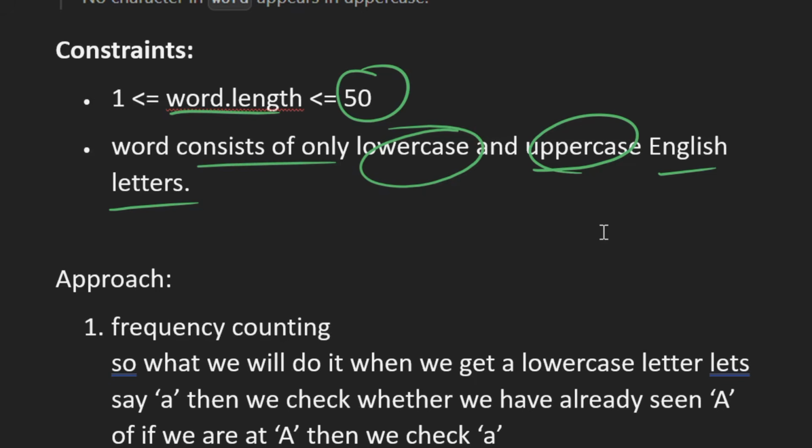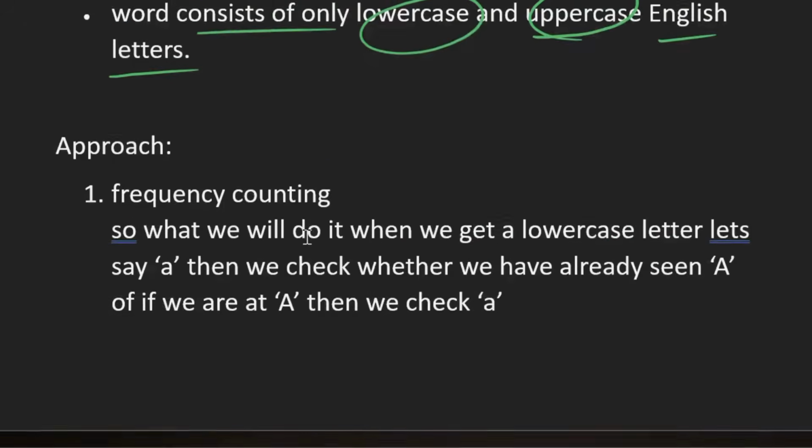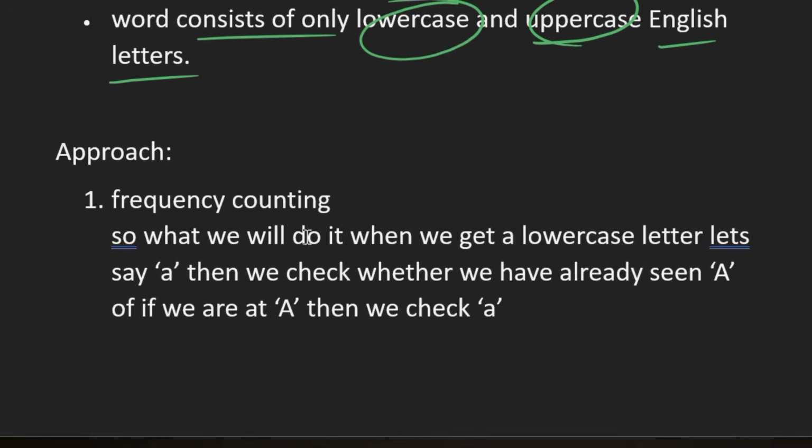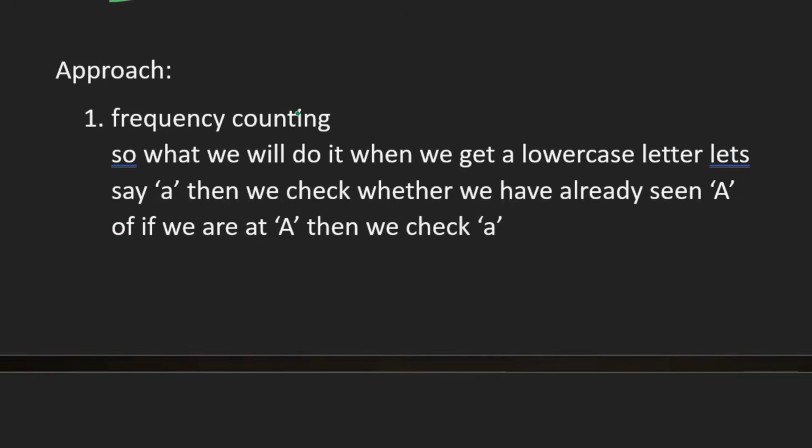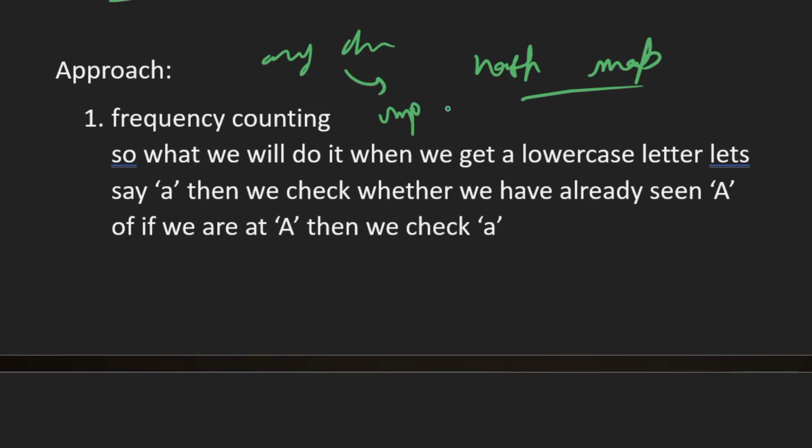We will be discussing two different approaches. The first one is frequency counting and the second one is bit masking. First let's start with frequency counting. What we'll do is take a hash map, and whenever we get any character, we just increase the frequency of that particular character in the map.